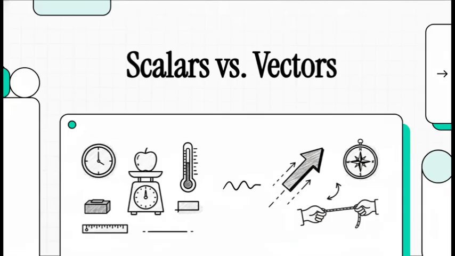You know, in physics, we're obsessed with measuring things. But here's the catch. Not all measurements are the same. Some are super simple, just a number. But others? They're totally useless unless you know which way they're going. That's what we're diving into today. The big difference between scalars and vectors.